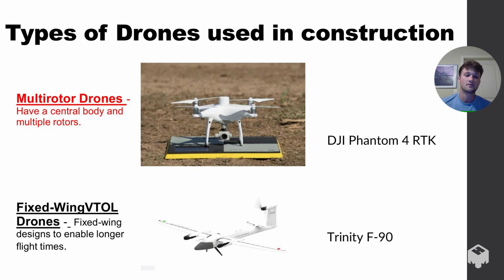And then we have the different types of drones used in construction. I'm sure there's more than these two, but I'm pretty sure these are two of the main ones. You got your multi-rotor drones. They have a central body and multiple rotors. Those are, I think, the most common, the ones that everybody's probably seen. We have a couple of them on our job site.